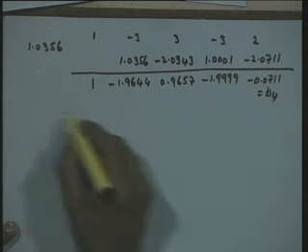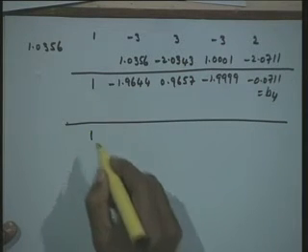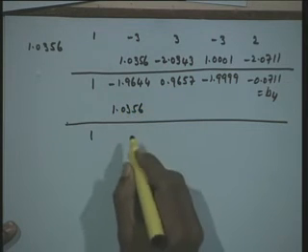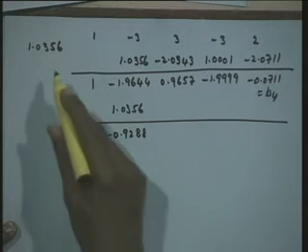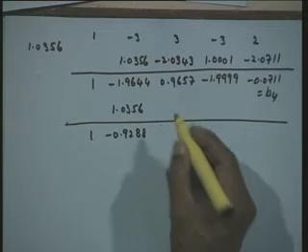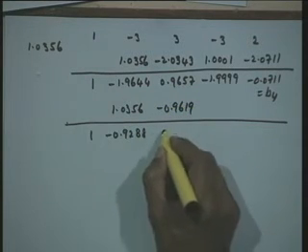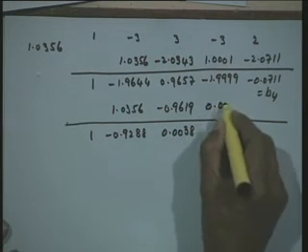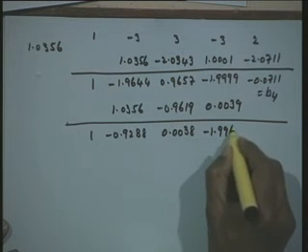Now, let us proceed with the next step. I have 1 here, multiply this by 1.0356, therefore, this gives us minus 0.9288. I multiply these two, minus 0.9619 and this gives me 0.0038 and finally, I have this as 0.0039, minus 1.9960.